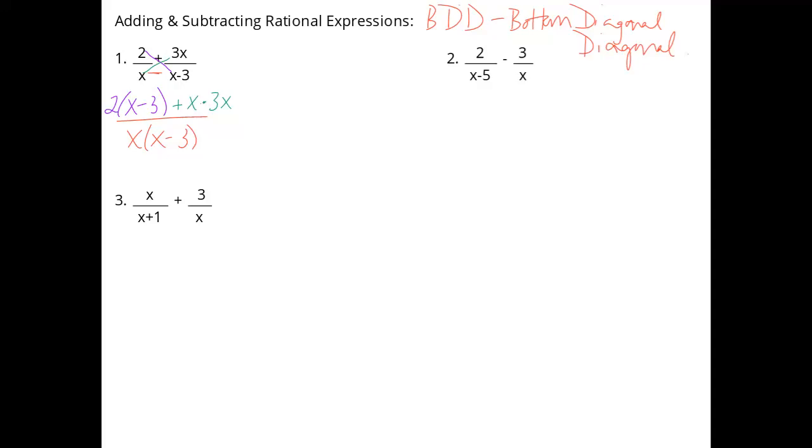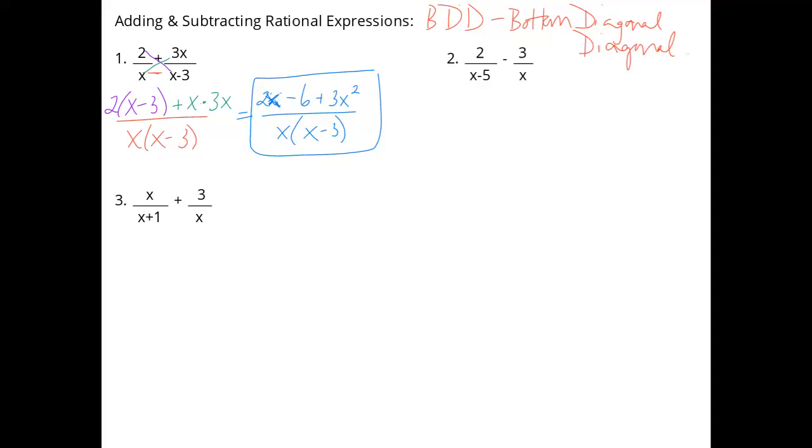And now I just want to clean this up a little bit. So in the top, I can do 2x minus 6. And then x times 3x will get me 3x squared. And then denominator would just be x times x minus 3. Now, we would look for factors to cancel here. I'm going to just tell you that that one is as simplified as it can get. But just to show you that bottom diagonal, diagonal algorithm here for this one.